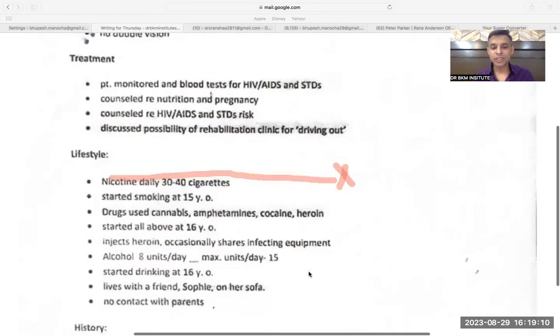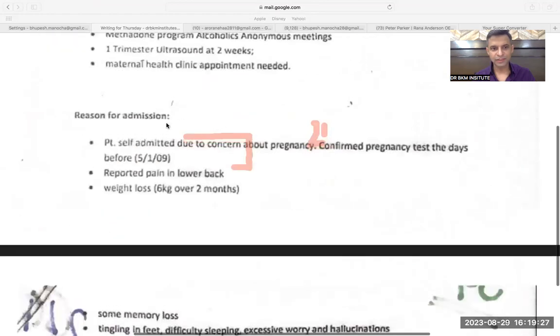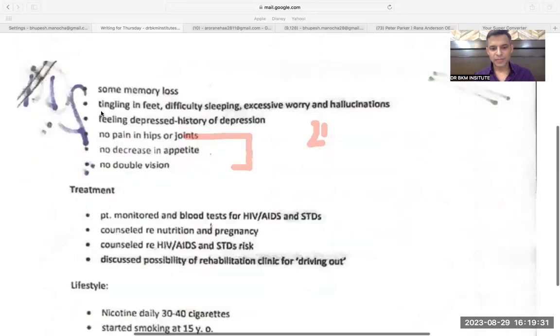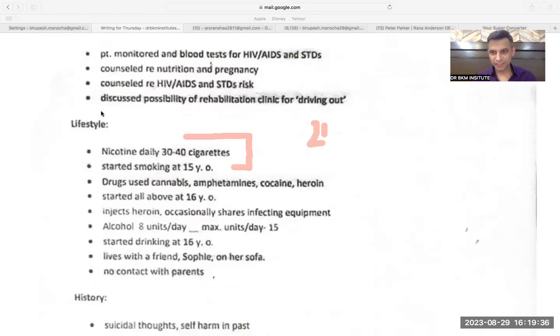Talking about the social history and medical history of the patient, if I look at the patient's lifestyle, she is having 30 to 40 cigarettes, and started smoking at the age of 15. She is right now 21. How do I know she is 21? Because I read over here that her age is 21. So basically, she started 6 years ago at the age of 15 and she smokes around 30 to 40 cigarettes.